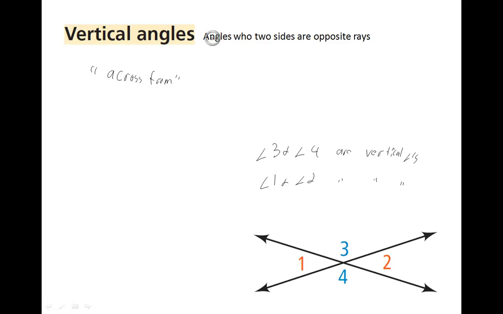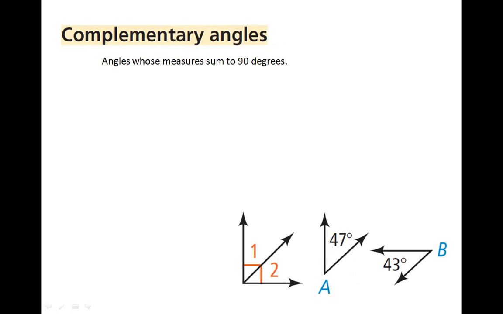So really, your book defines it as angles whose two sides are opposite rays. Sometimes I like to think of it as they form an X. You can see it that way. You can see it as two intersecting lines. That's another way to see vertical angles. And it's going to be no coincidence. Notice how angle 1 and 2 both seem to be acute. 3 and 4 both seem to be obtuse. It's no coincidence that those appear to be the same size, because they are.